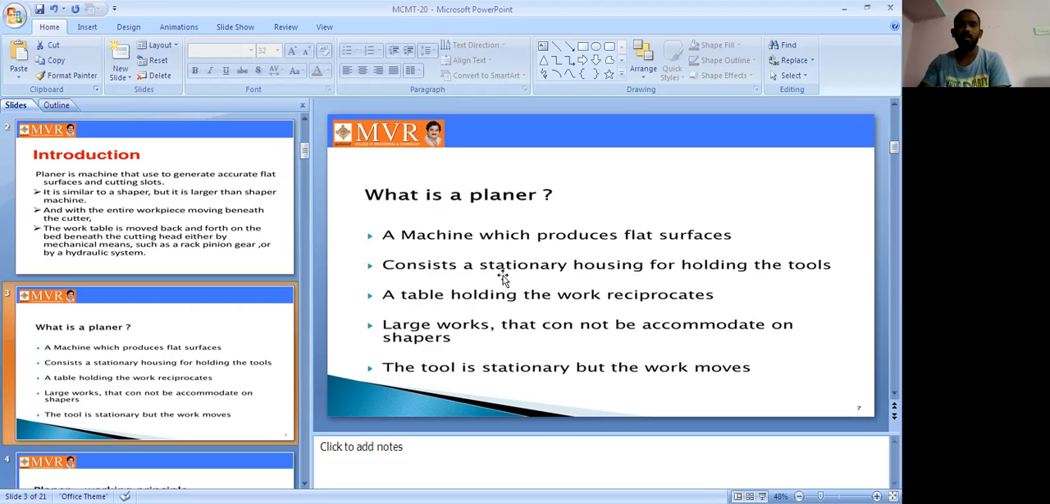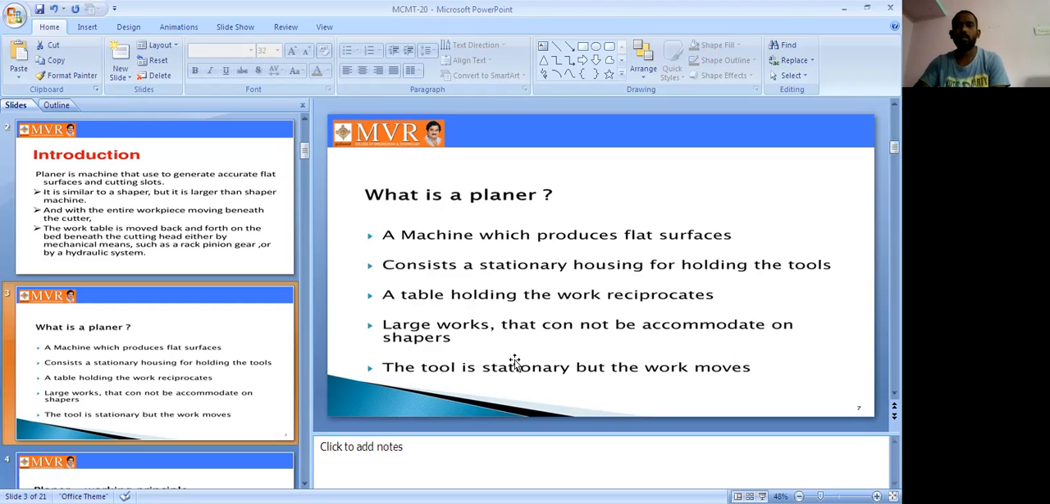It consists of a stationary housing for holding the tools, which is one of its benefits, and a table holding the work, which reciprocates. On the table we clamp the workpiece, so the table holding the work reciprocates. Large work cannot be accommodated on the shaper.